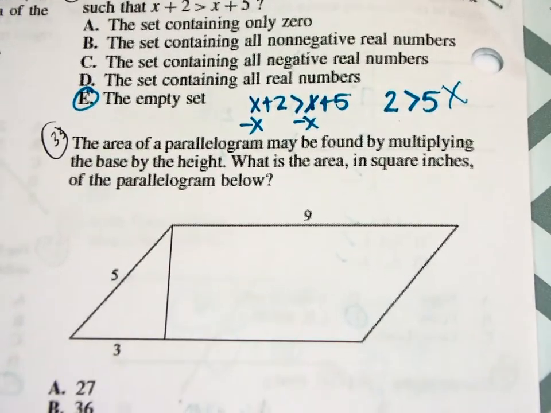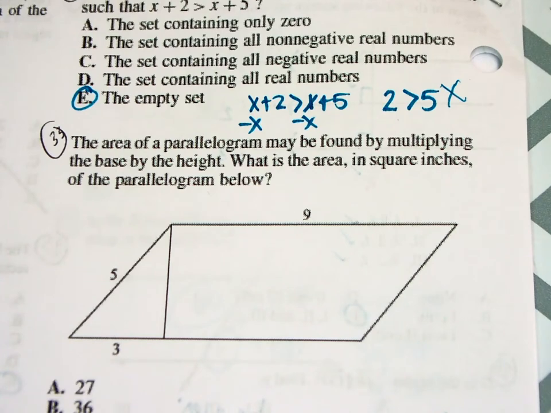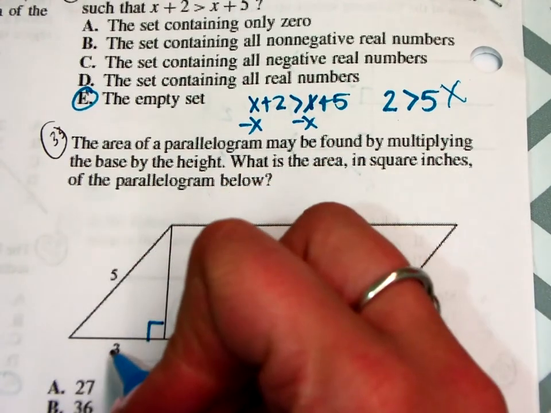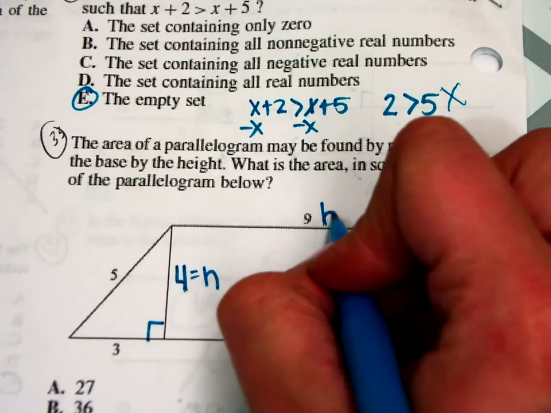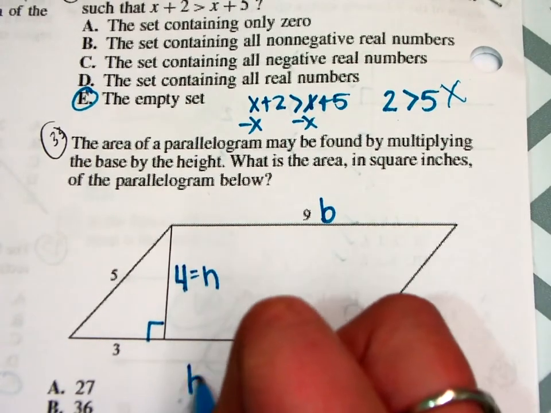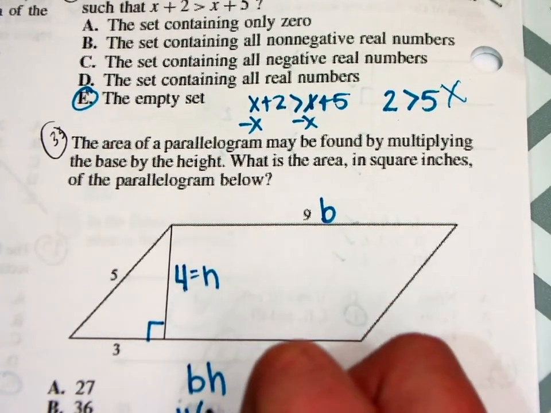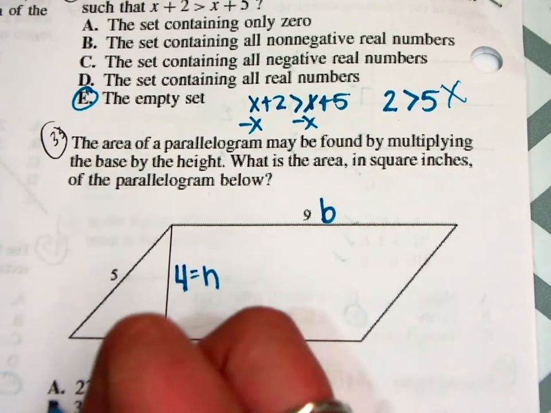Okay, number 33, the area of a parallelogram is found by multiplying base and height. What is the area of this parallelogram? Well, this triangle, we know the height and base are always perpendicular, so this is actually a 3, 4, 5 triangle. So the height is 4 and the base is 9. So base times height, 4 times 9 is 36. Option B.